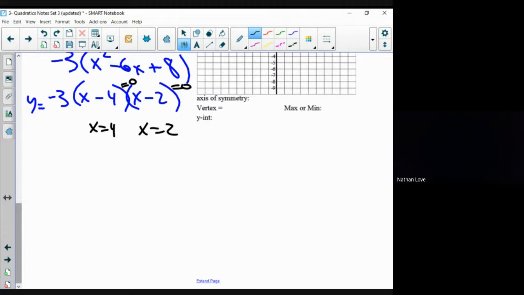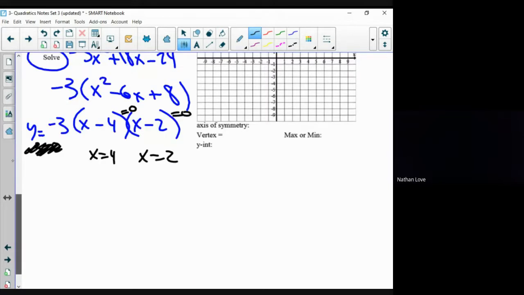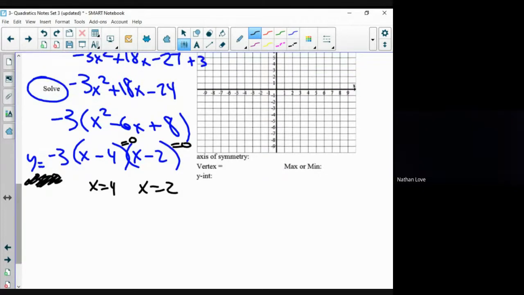This -3 doesn't have anything. If it doesn't make sense, -3 equal to 0, that doesn't make any sense. So that's not going to be a thing. So in this case, you only have 2 answers. It's a quadratic anyway. You can't have 3 with a quadratic. We already talked about that.